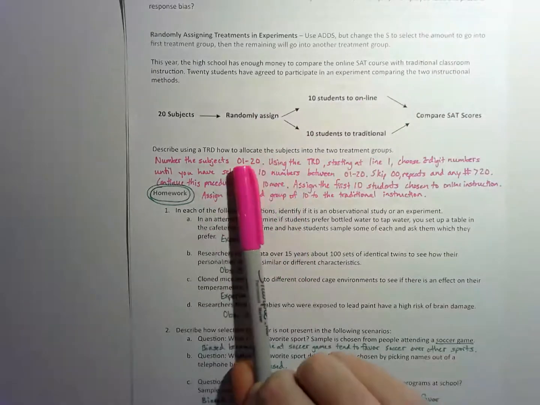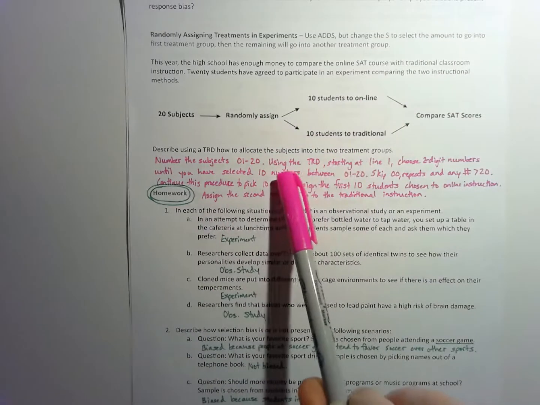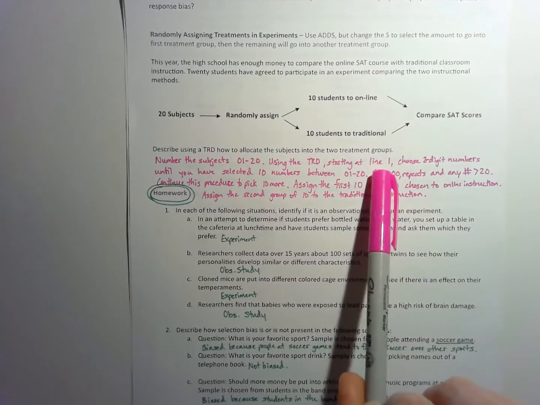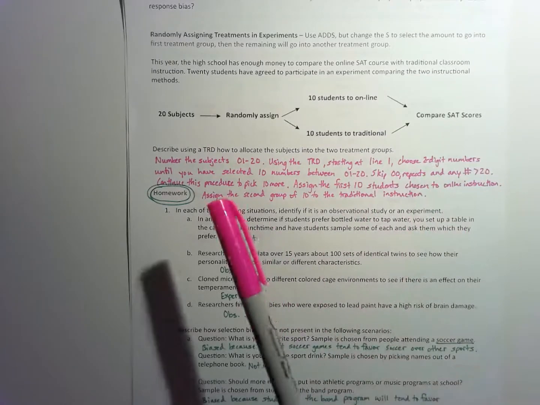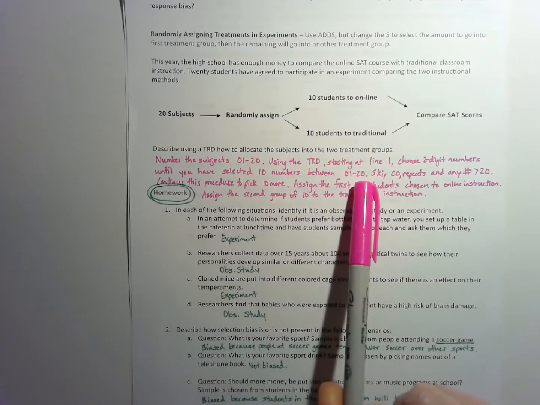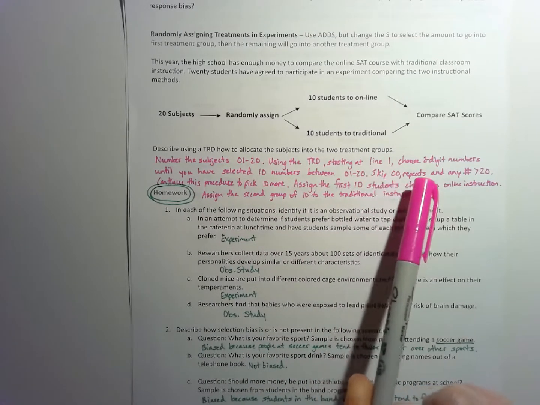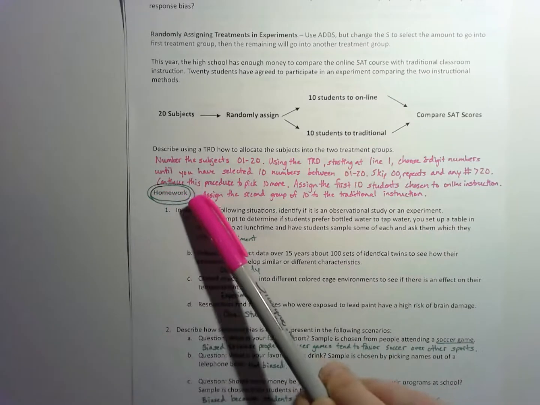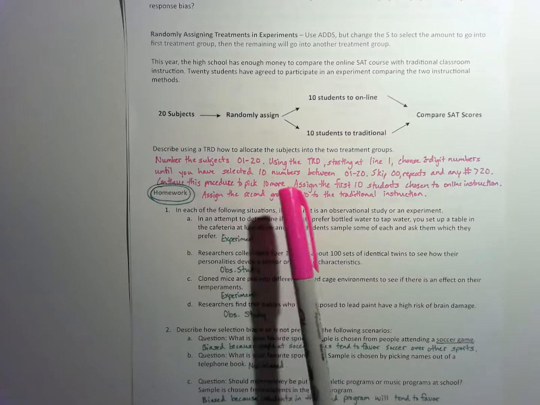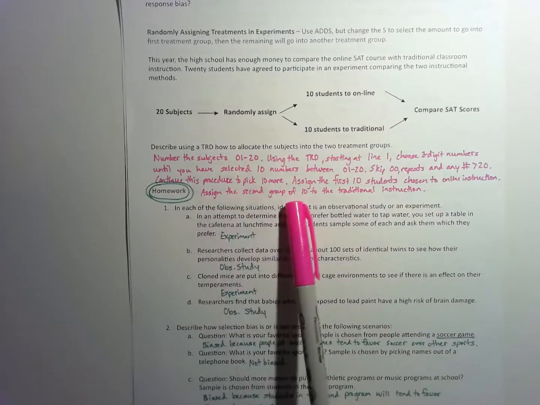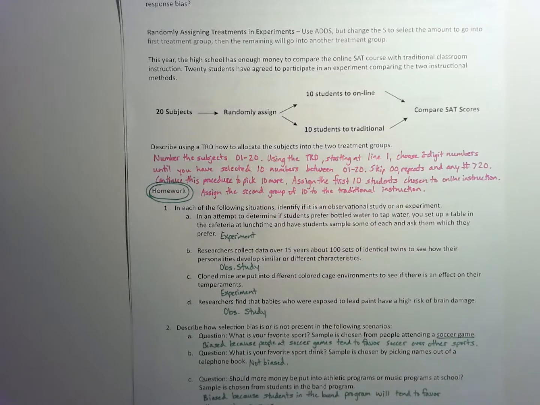Always make sure they have the same number of digits. Using the table of random digits, starting at line 1, and you can start wherever you want, choose 2-digit numbers until you have selected 10 numbers between 01 and 20. Skip 00, repeats, and any number greater than 20, and continue this procedure to pick 10 more. Assign the first 10 students chosen to online instruction and assign the second group of 10 to the traditional instruction.